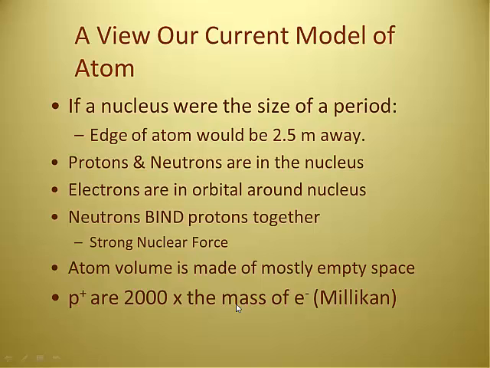All right. Oh, by the way, guys, we told you that Millikan was responsible for something. This is what Millikan's responsible for. He figured out that the mass of the electron is 1/2000th that of the proton. He did the charge to mass ratio and found the mass. That's a real big difference. The proton is 2,000 times more massive than the electron.